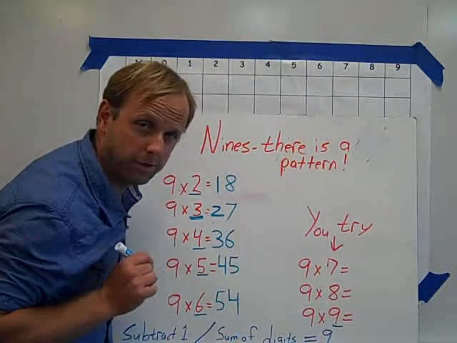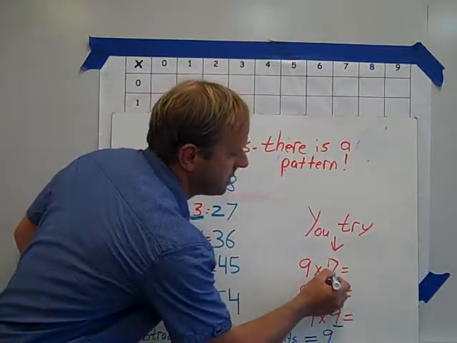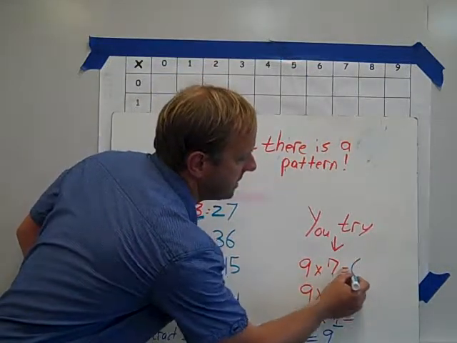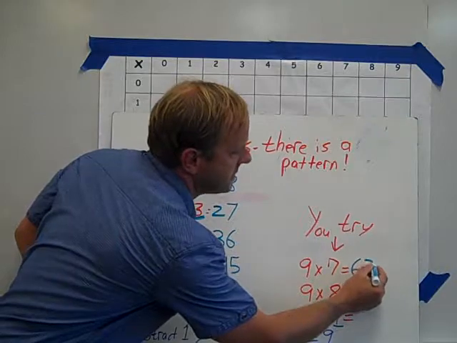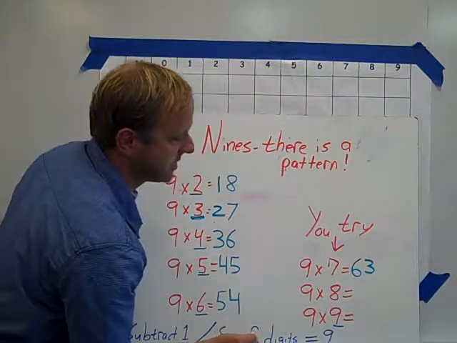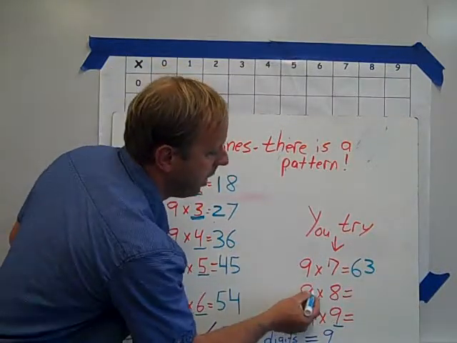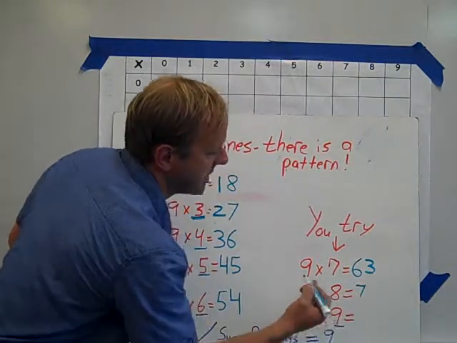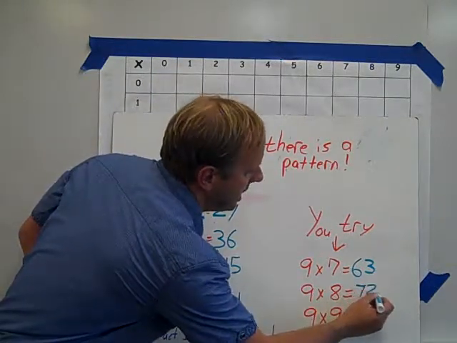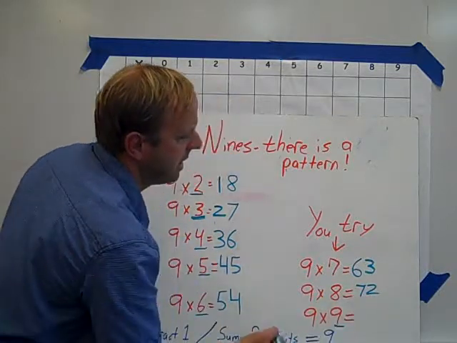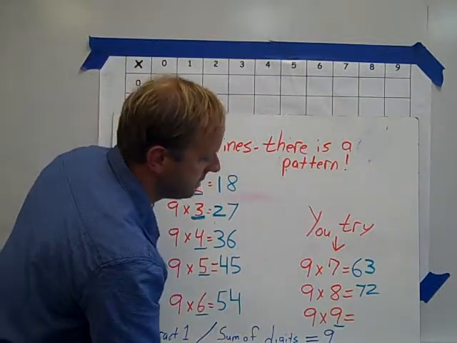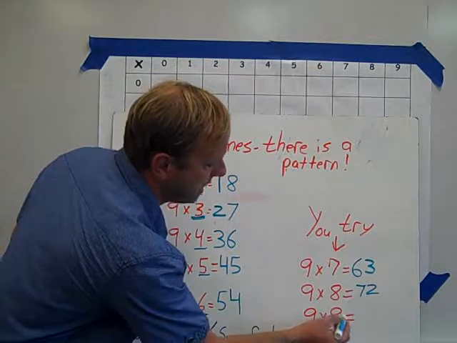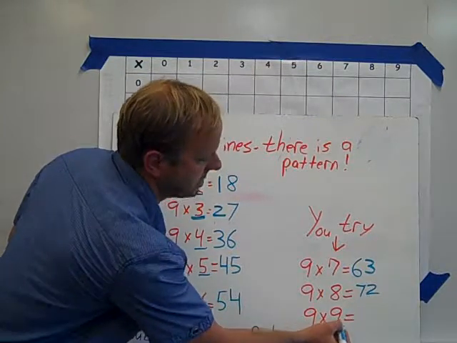Hopefully you paused the video, and when you came back you said 1 less than 7 is 6. 6 plus 3 is 9, so my answer is 63. 1 less than 8 is 7. 7 plus 2 is 9. So adding those equals 9. My answer is 72. And 9 times 9, well, they're both 9, so I just use this 9.